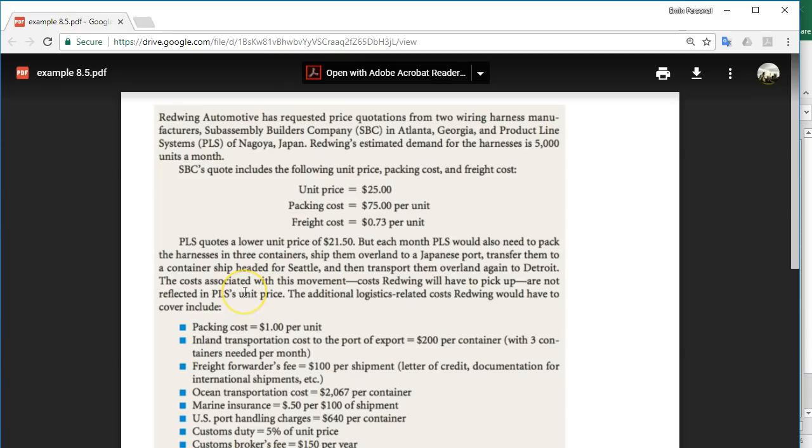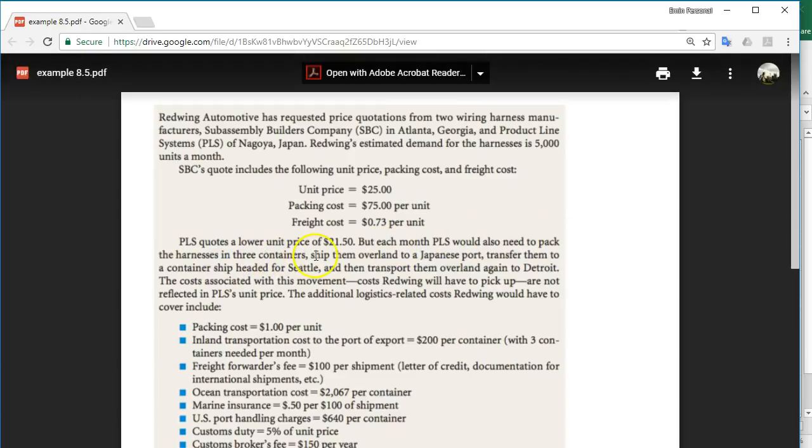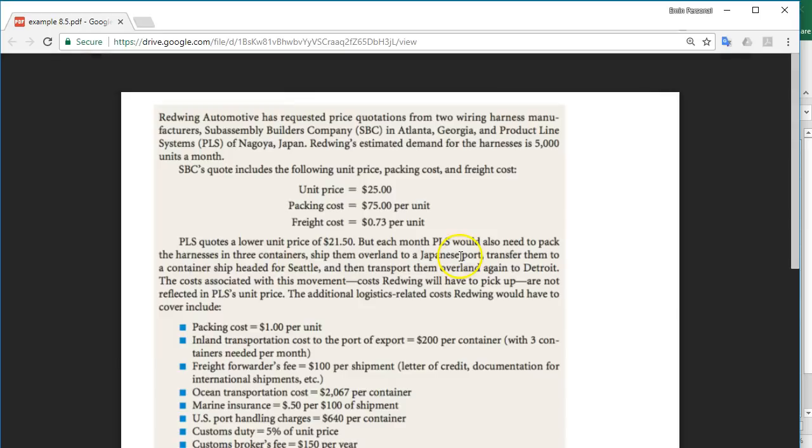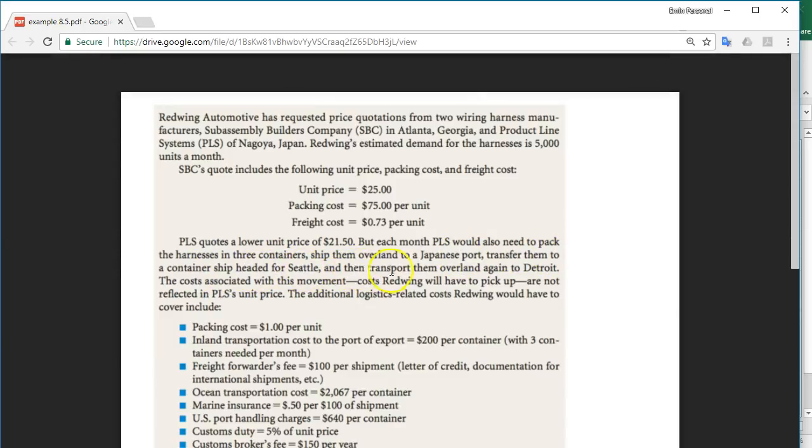Now let's see what else is written here. It says each month PLS would also need to pack the harness in 3 containers, ship them overland to a Japanese port, transfer them to a container ship headed for Seattle, and then transport them overland again to Detroit. So it means we're going to have 3 different transport modes.